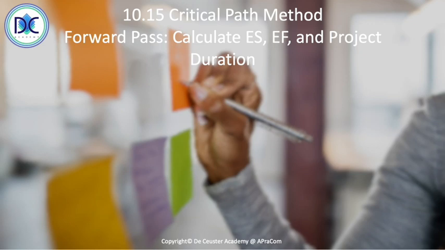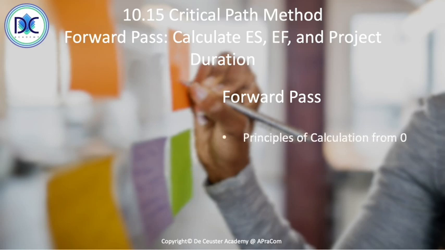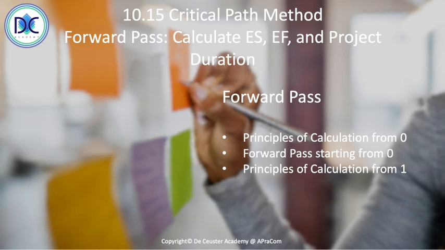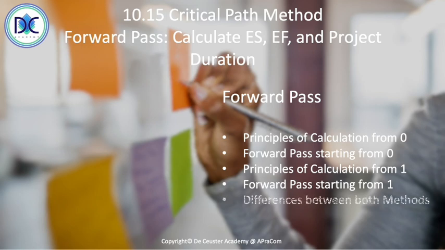In the previous video I drew the precedence diagram. Now we are going to look at the forward pass, and we look at some different calculations. We can do the forward pass starting from 0, then we have a look at the principles of calculation from 1, and the forward pass starting from 1. And we also have a look at the differences between both methods.